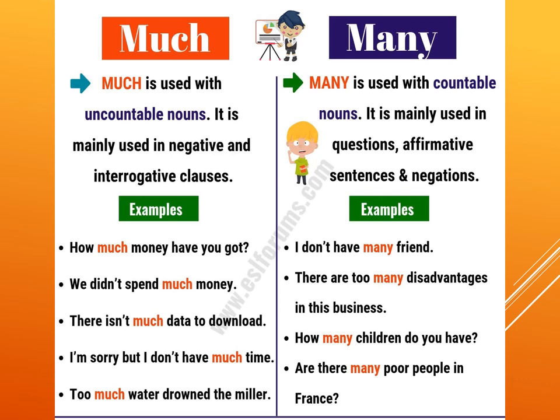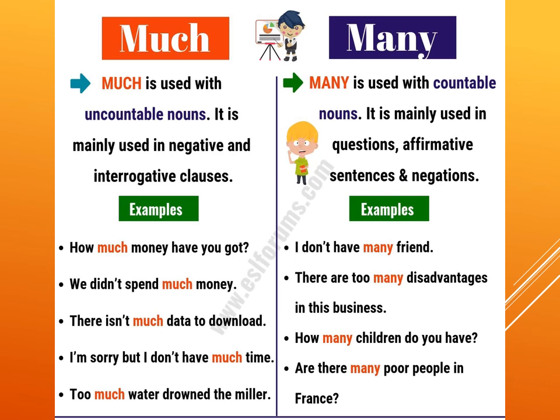Coming to many. Many is used with countable nouns, children. As against much, many is used with countable nouns. It is used again in questions like that of much. It is used in interrogative sentences, affirmative sentences, as well as negations or negative sentences. I do not have many friends. There are too many disadvantages in this business. How many children? Again, many poor people.